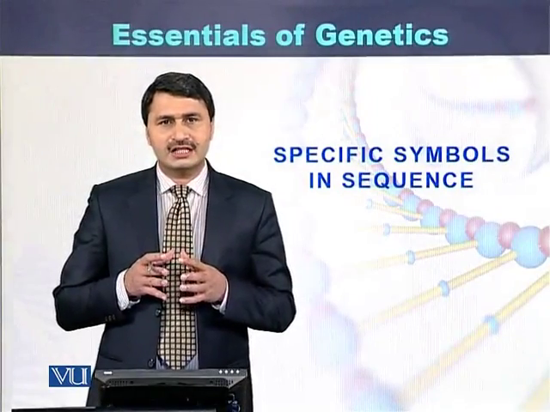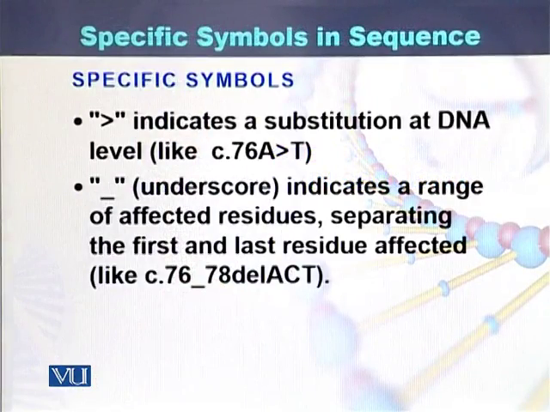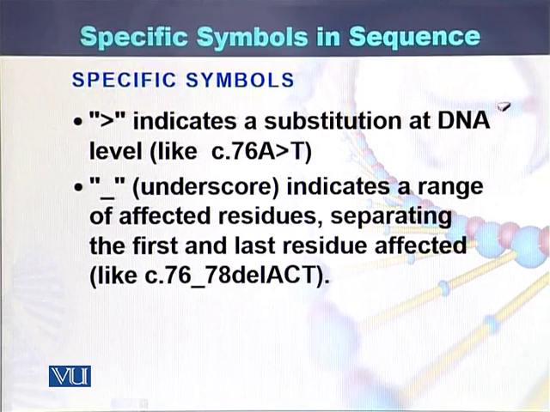Specific symbols in the sequences. There are specific symbols which are used to show or to mention the changes at DNA, RNA or protein level. At DNA level, if there is a change, if there is a substitution from one nucleotide to another nucleotide, it is mentioned by this symbol.